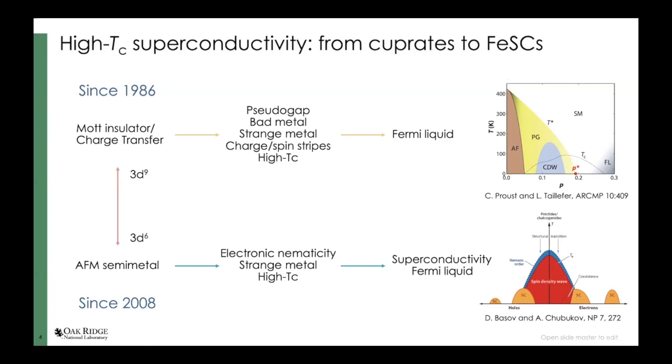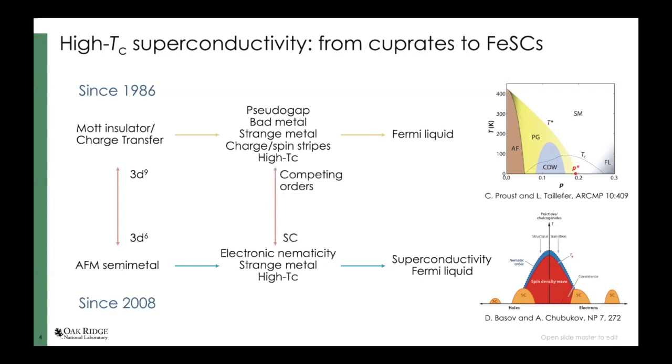The naive picture is, for cuprates, you start from 3d9, you have one hole, so you have very strong on-site intra-orbital Coulomb interaction, which is basically the Mott physics. But for the iron-based superconductors, you start from 3d6. You have multiple orbitals and multiple bands on the Fermi surface. So even just by naive guess, you wouldn't expect that Mott physics alone is going to explain everything.